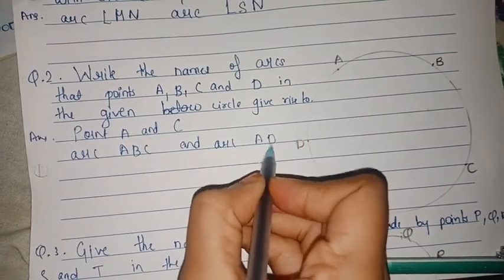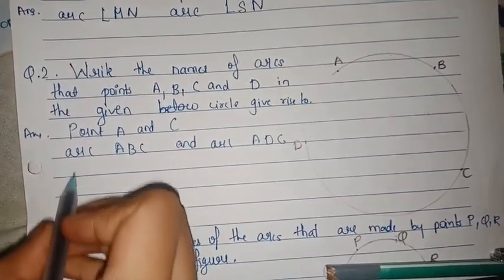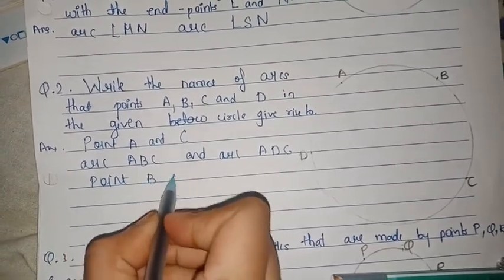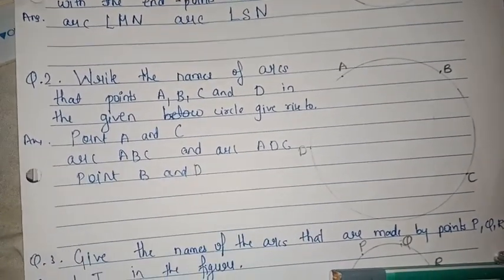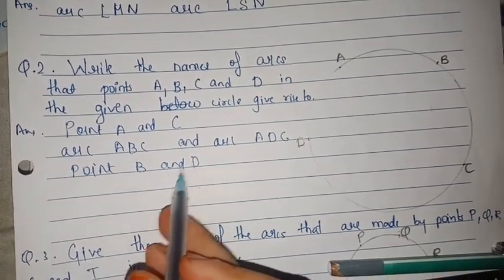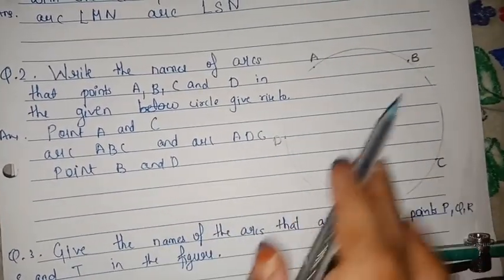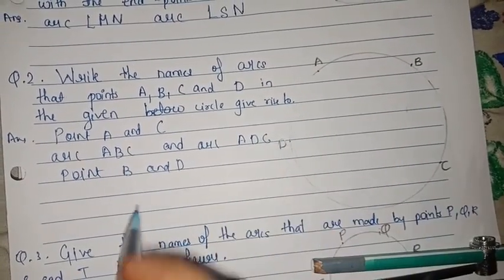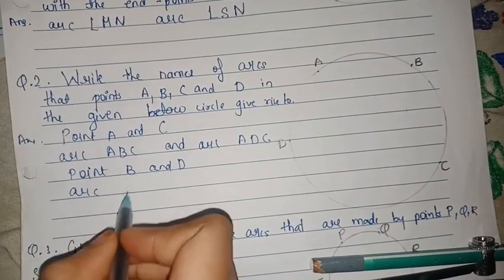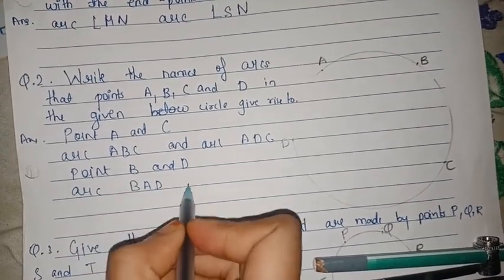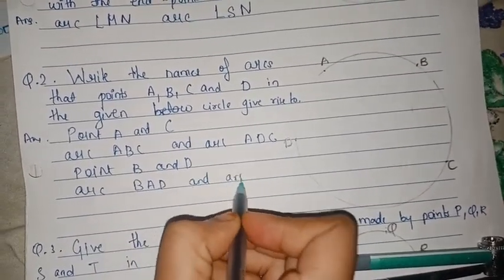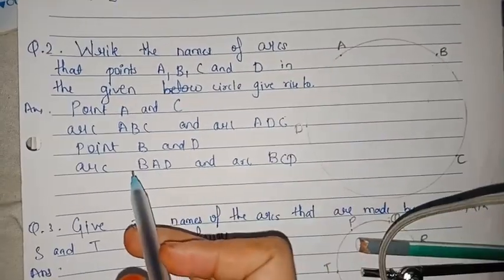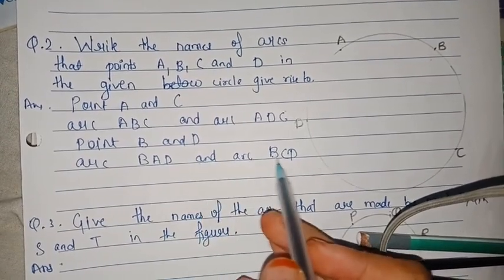Arc A, D, C. Okay, now we will take points B and D. Now we will name the arc with end points B and D. So first arc is BAD, arc BAD, and second one is arc BCD. Arc BAD and arc BCD.